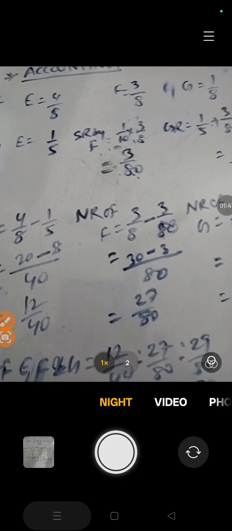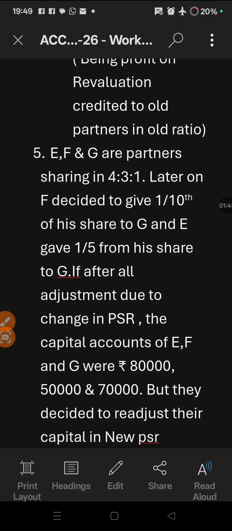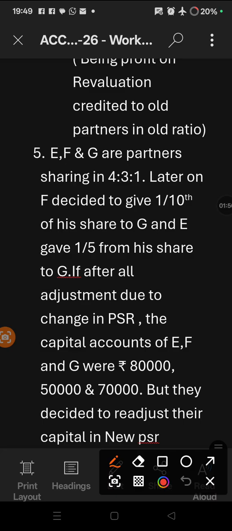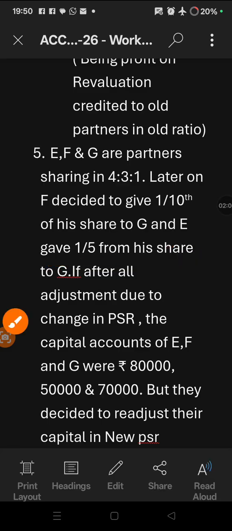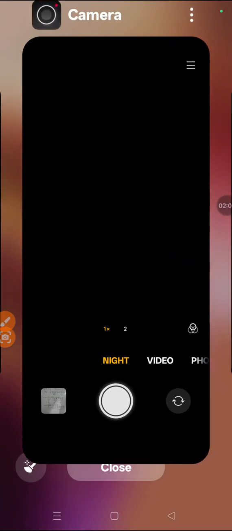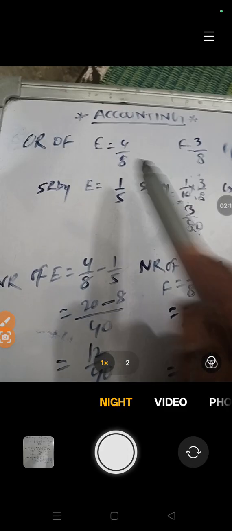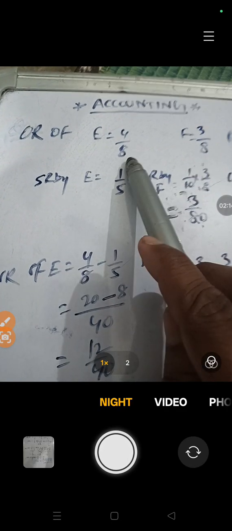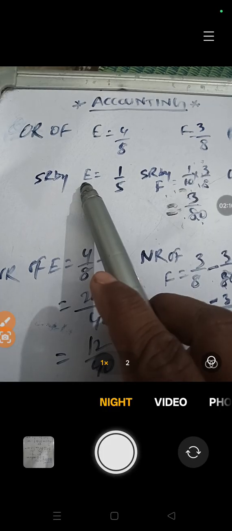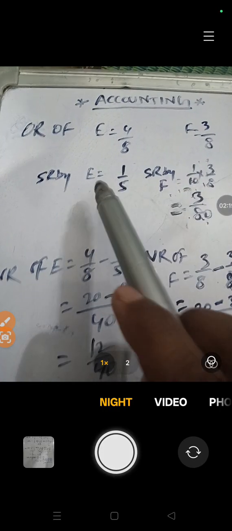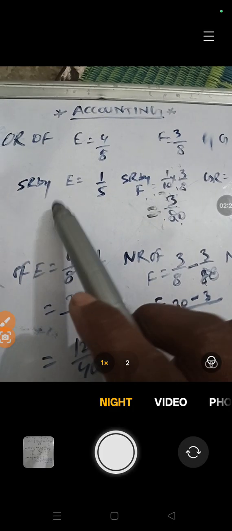Now let us come to the question once again. The question says, see here, E gave 1/5 from his share to G. So once again come to the solution. What I have done, the old ratio of E is already 4/8. Since E is giving away 1/5 from his share, not of F's share, in the case of E it is multiplied.